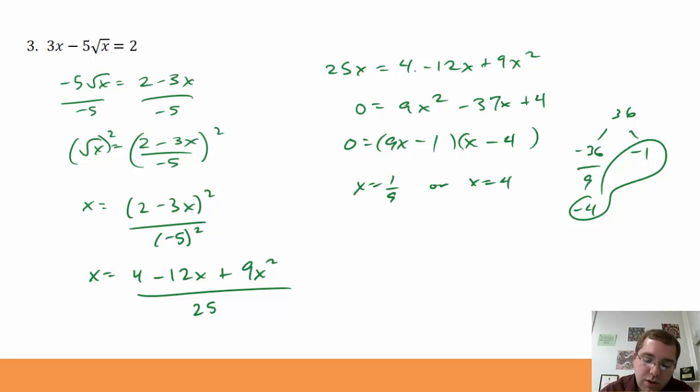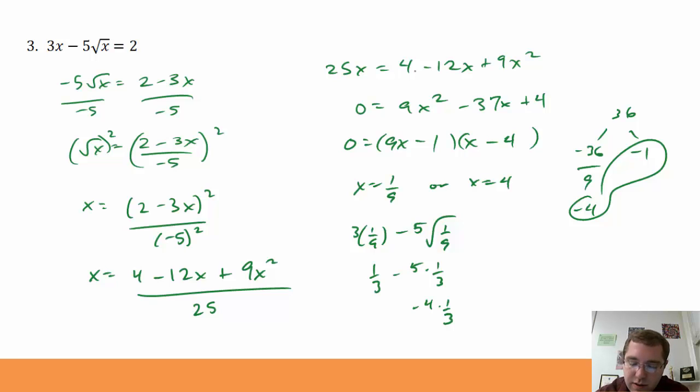I check 1/9. That will give me 3 times 1/9 minus 5 times the square root of 1/9. 3 times 1/9 is 1/3. Minus 5 times the square root of 1/9 is 1/3. So I've got 1/3 minus 5 times 1/3. Well, that's going to be negative 4 times 1/3, which is negative 4/3. Okay? But on the right-hand side, I have 2. And negative 4/3 is not equal to 2. So 1/9 does not check out. It's not a solution. Throw it out.